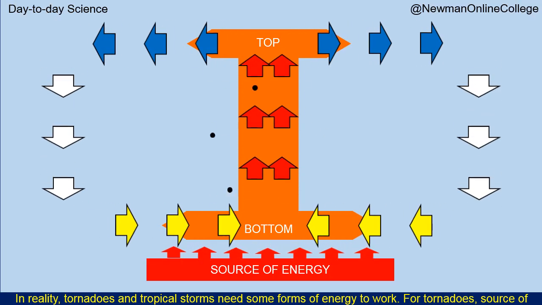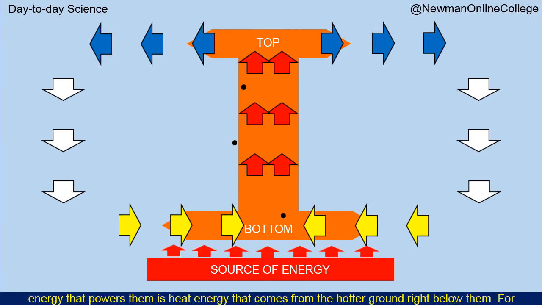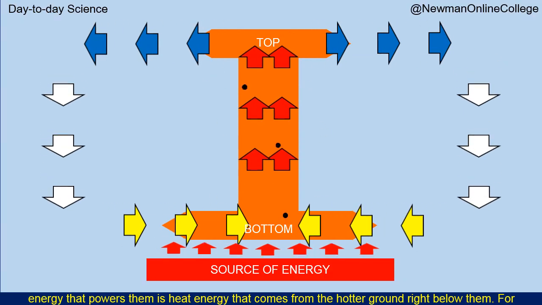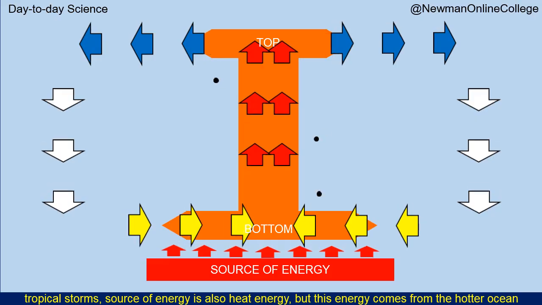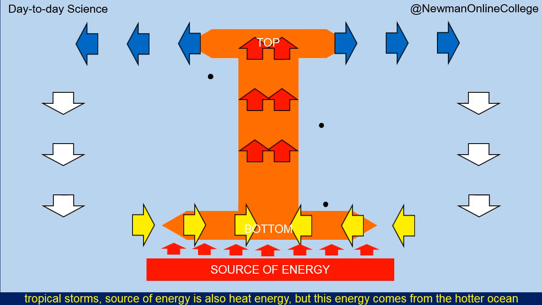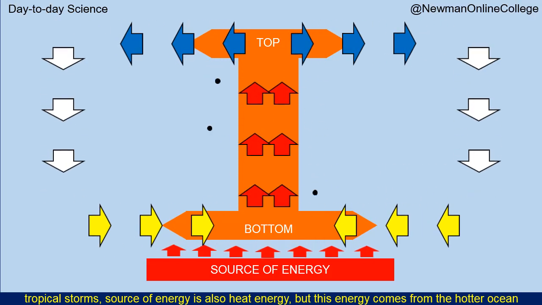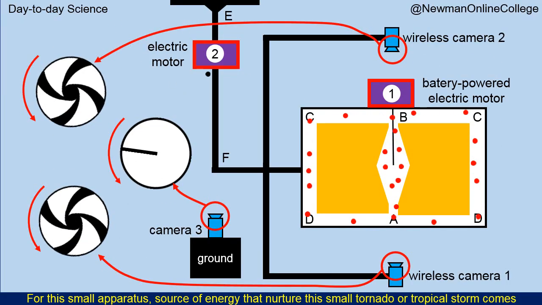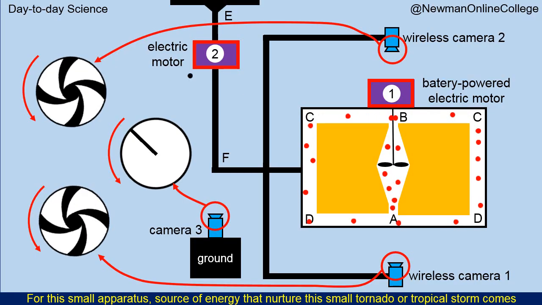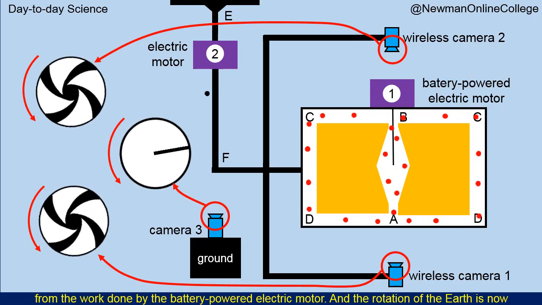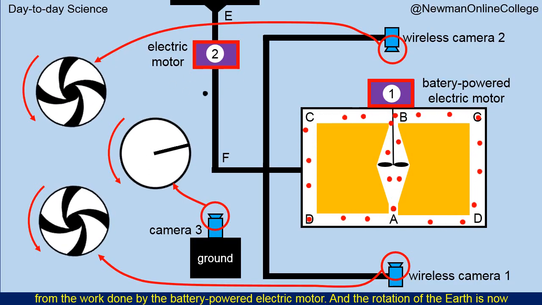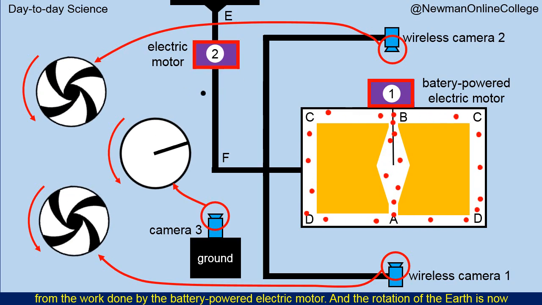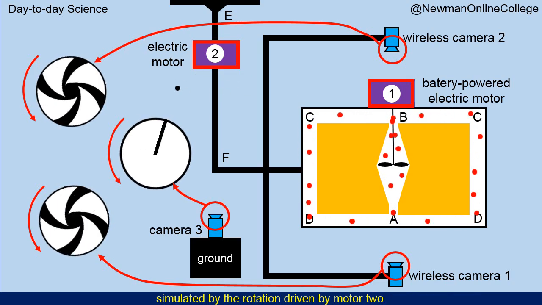In reality, tornadoes and tropical storms need some forms of energy to work. For tornadoes, the source of energy that powers them is heat energy that comes from the hotter ground right below them. For tropical storms, the source of energy is also heat energy, but this energy comes from the hotter ocean zones right below them. For this small apparatus, the source of energy that nurtures this small tornado or tropical storm comes from the work done by the battery-powered electric motor. And the rotation of the Earth is now simulated by the rotation driven by Motor 2.